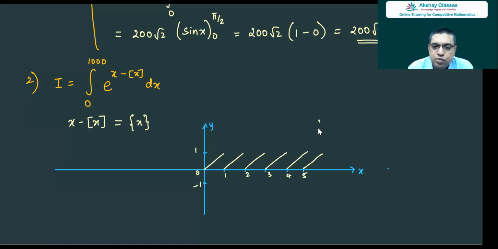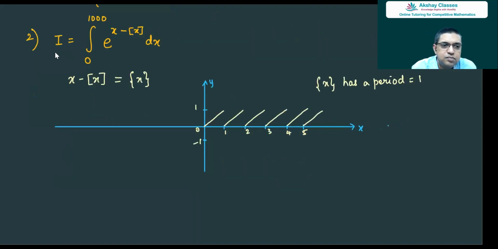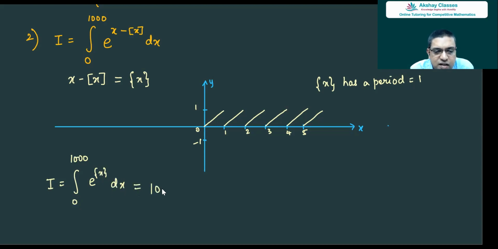So the fractional part of x is a fraction, right? It varies from 0 to a number just before the integer. So it has a period equal to 1. Now, I is the integral from 0 to 1000 of e power fractional part of x, which is the same as 1000 times the integral from 0 to 1 of e power fractional part of x.